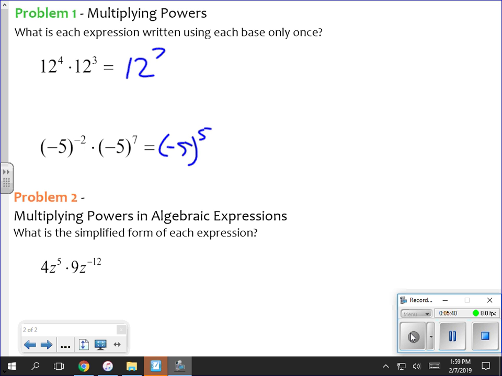Now, this brings up a point that is extremely important. There is a difference between that and that. -5 squared and (-5) squared. They are different. They are not the same thing. And it's order of operations.